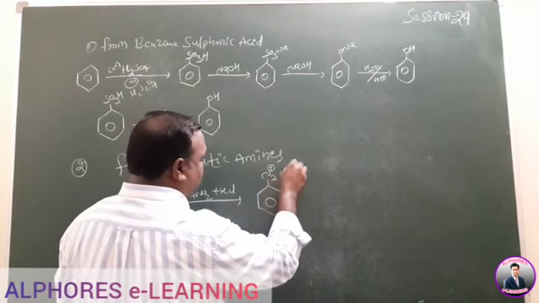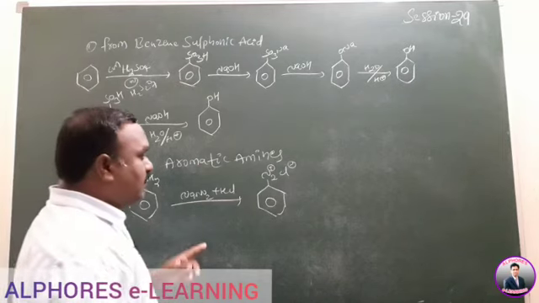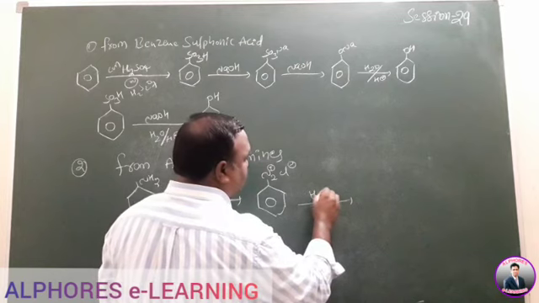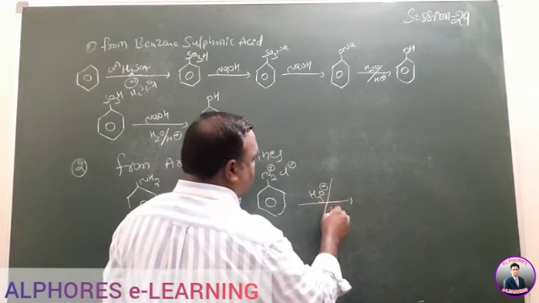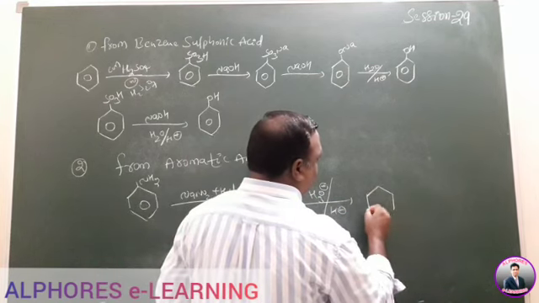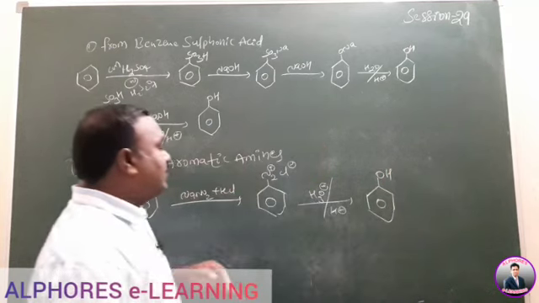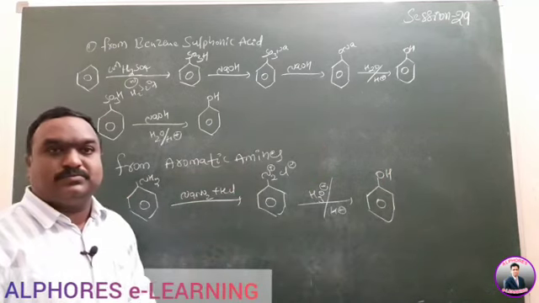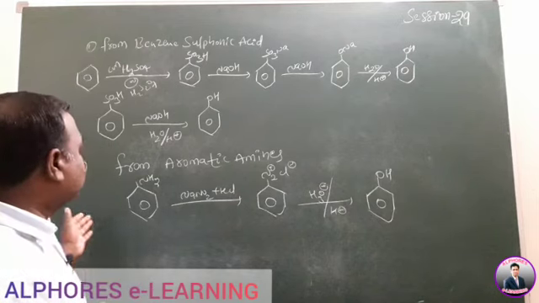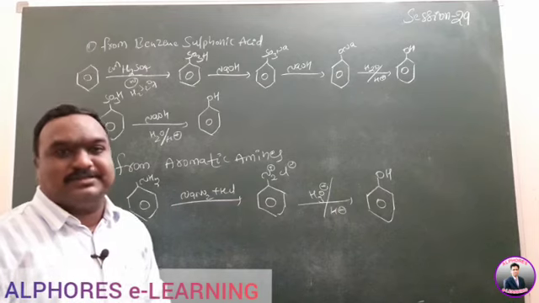N2+ Cl-. Well known example, already you know that one. Benzene diazonium chloride undergoes hydrolysis in the presence of acid medium. The N2 group is replaced by OH group. Phenol is formed in this reaction. So this is a way to prepare the phenol from a given aromatic amine.